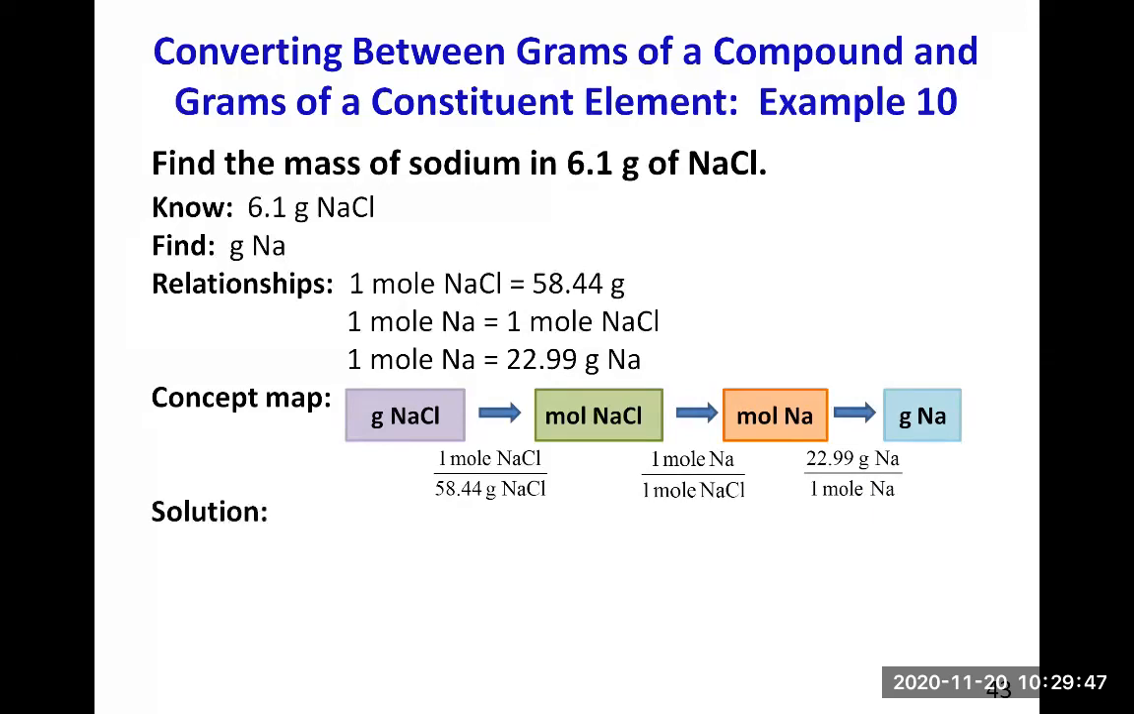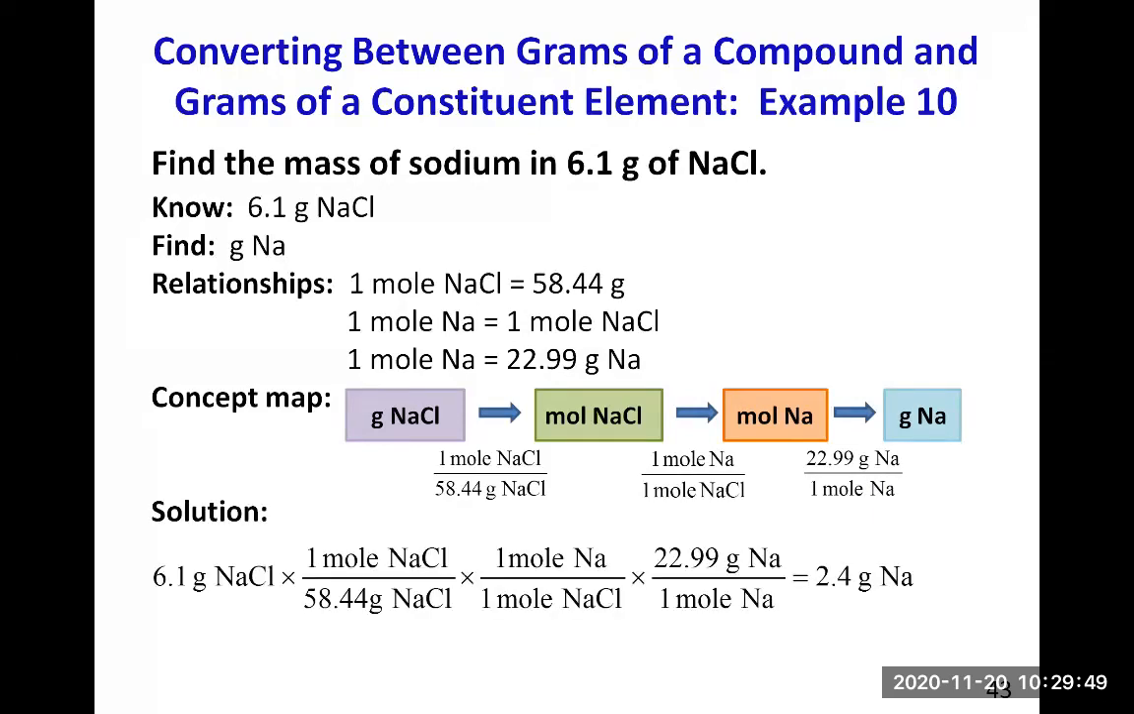So the full solution looks like this. You take the given amount of 6.1 grams of NaCl. That's in the numerator. Remember, you can draw a line under and then a 1 in the denominator to remind you that it's in the numerator. Multiply by the first conversion factor, that is, the molar mass of NaCl with the grams on the bottom and the mole on top. So this way we can cancel grams of NaCl.